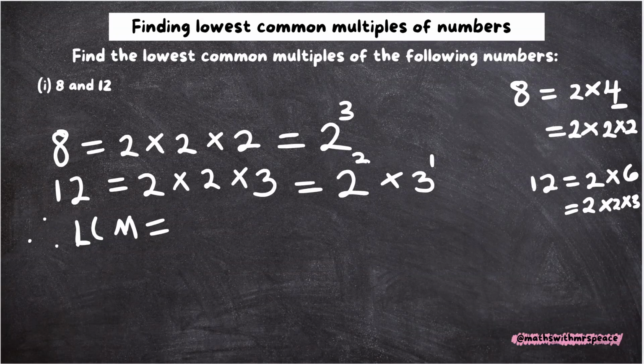Now, what you have to do is look at the bases on both lines. For 8, you have 2 raised to the power of 3, and for 12, you have 2 raised to the power of 2. So you compare the powers, or the indices, where the bases are the same. 2 is the base here, 2 is the base here, they are the same. For the first one, the power is 3, and for the second one, the power is 2. You pick the base that has the highest power. So because 3 is greater than 2, we are going to pick 2 raised to the power of 3.